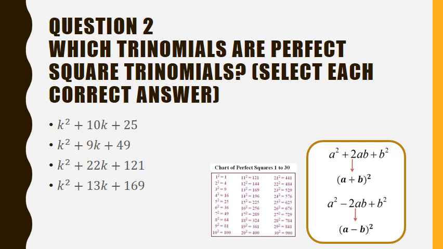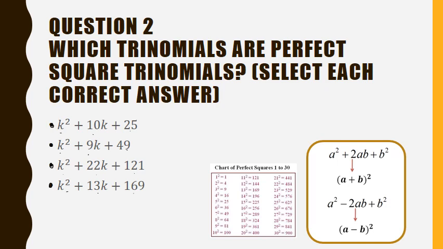So in question number 2, it asks which trinomials are perfect square trinomials, and select each correct answer. So notice we're given 4 different trinomial problems, and we want to know which ones are perfect squares. So they're all trinomials. They all have 3 terms, 1, 2, 3, 1, 2, 3. You can see that they're all trinomials, so I can't eliminate anything that way.